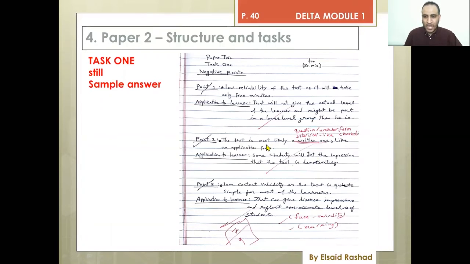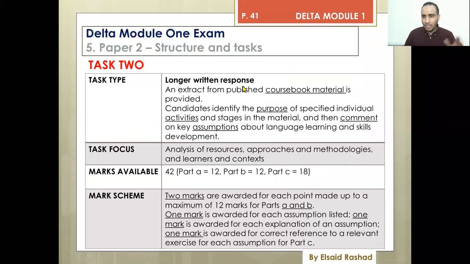Yeah, of course, there is a way to get sample papers, past papers. There are only 10 past papers. That was paper 2 task 1, now paper 2 task 2. Paper 2 task 2 is the most important task in this paper.